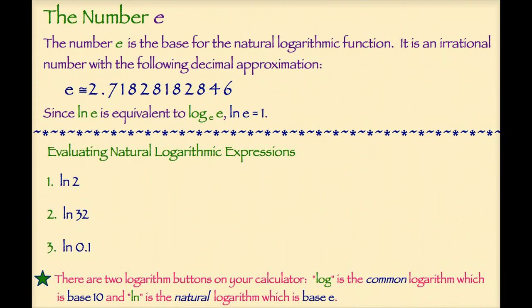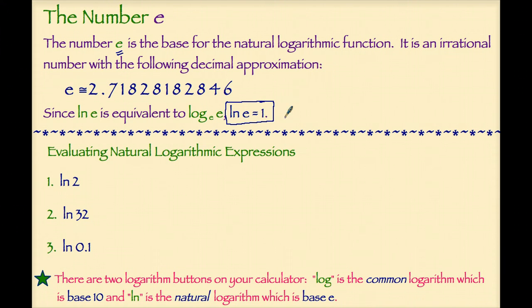As you know, logarithms always come with a base, and since we've been discussing the natural logarithmic function, you may have been wondering, what is the base of the natural logarithmic function? It turns out that the number e is the base for the natural logarithmic function. It is an irrational number with the following decimal approximation. And here is that approximation. It's a number like pi or any other irrational number. Since natural log of e is equivalent to log base e of e, natural log of e is 1. Another little factoid that you're probably going to want to commit to memory.